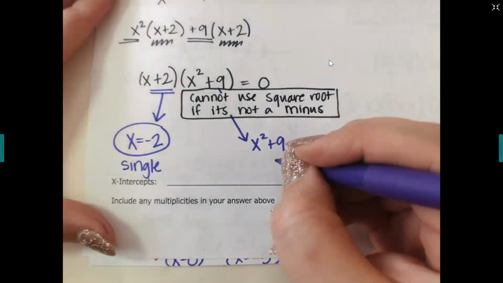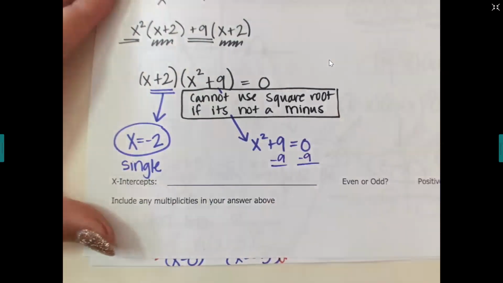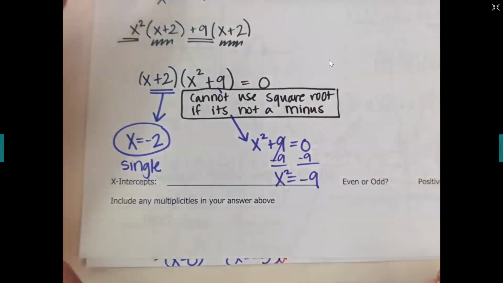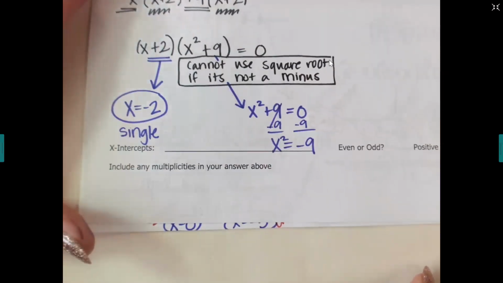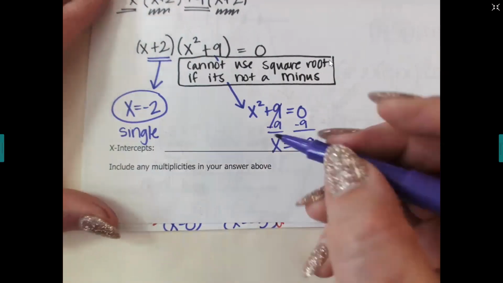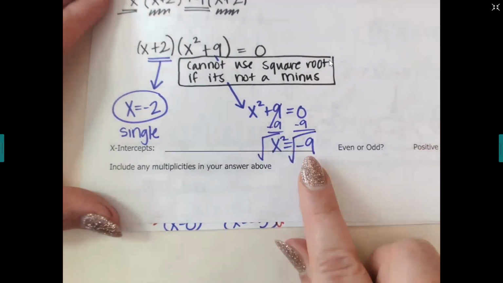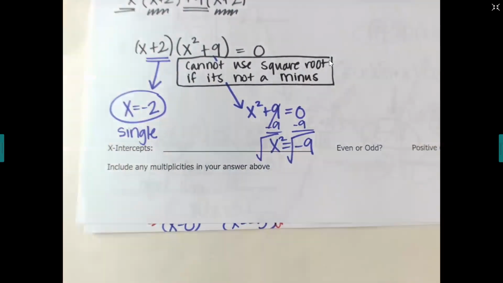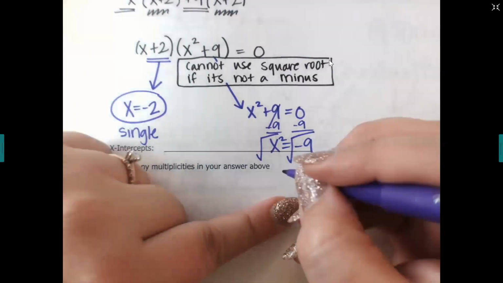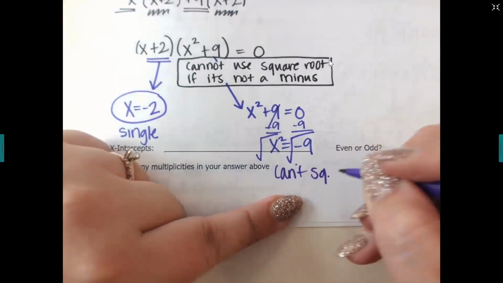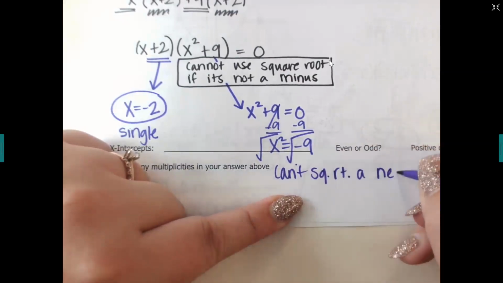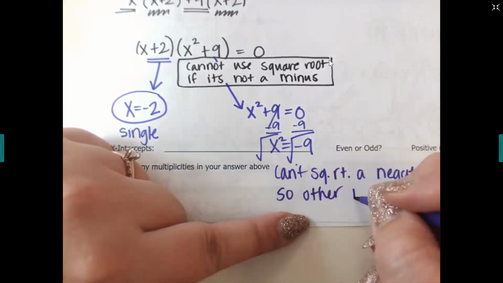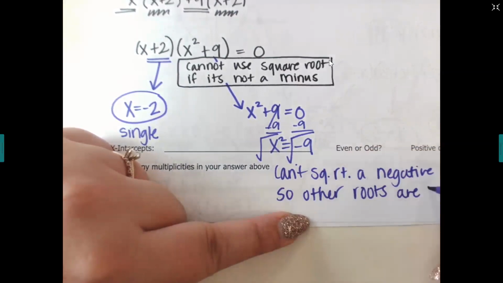Subtract 9. So -9 minus 9. 0 minus 9 gives me a -9. And then what's the next step? You're supposed to square root, right? To get rid of the squared. What's the problem though? Are you allowed to square root negatives? Okay, no. That means that the other roots are imaginary. Okay, so I'm going to put here can't square root a negative. So the other roots are imaginary.